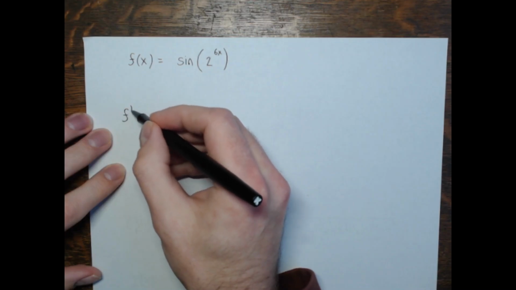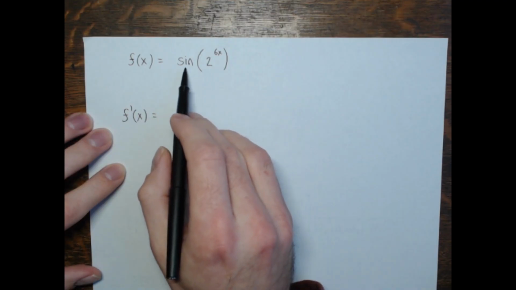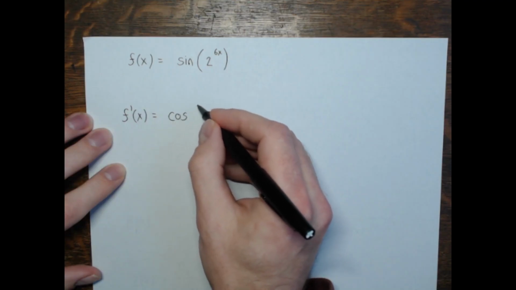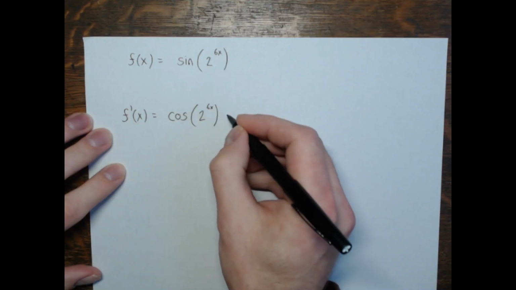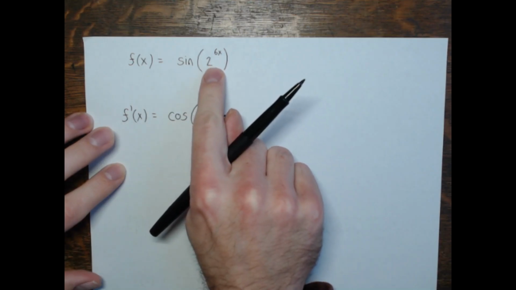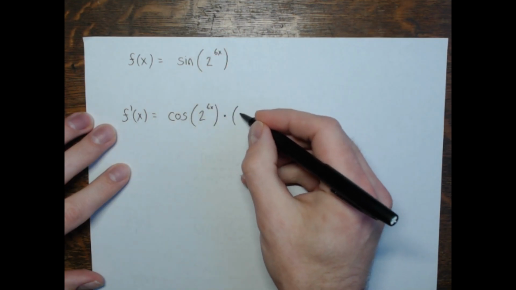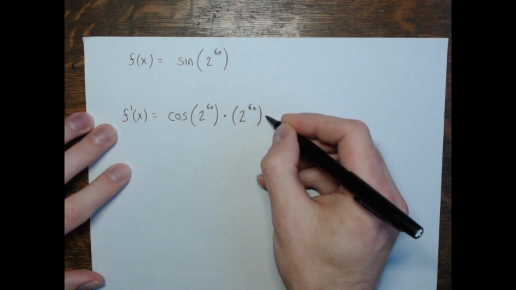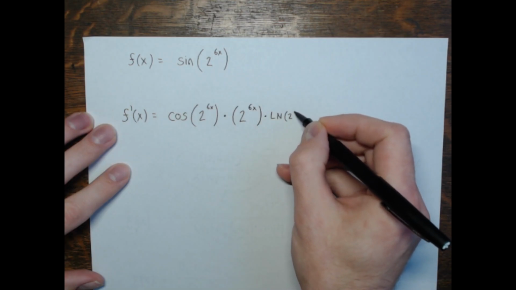So, I'm going through the derivative, working from the outside in. The derivative of the sine of something will be the cosine of that thing. All right, then times the derivative of the expression inside. So remember, the derivative of an exponential is itself, so 2 to the 6x again, but then times the natural log of the base.